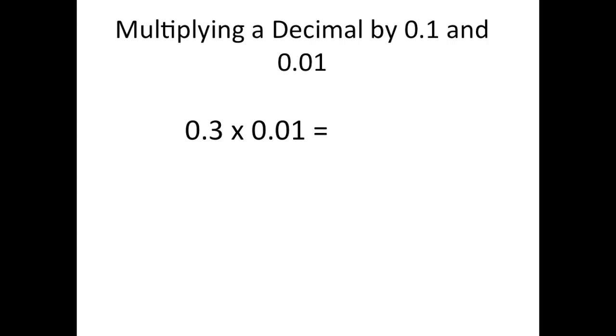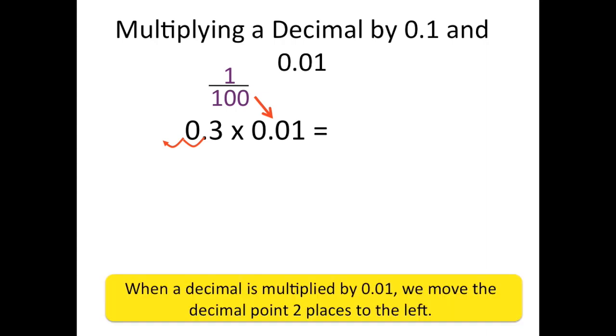Multiplying a number by 1/100ths is the same, except 1/100ths literally means 1 divided by 100. So the product will get 100 times smaller. When a decimal is multiplied by 1/100ths, we move the decimal point 2 places to the left. The product of this problem would be 3/1000ths.